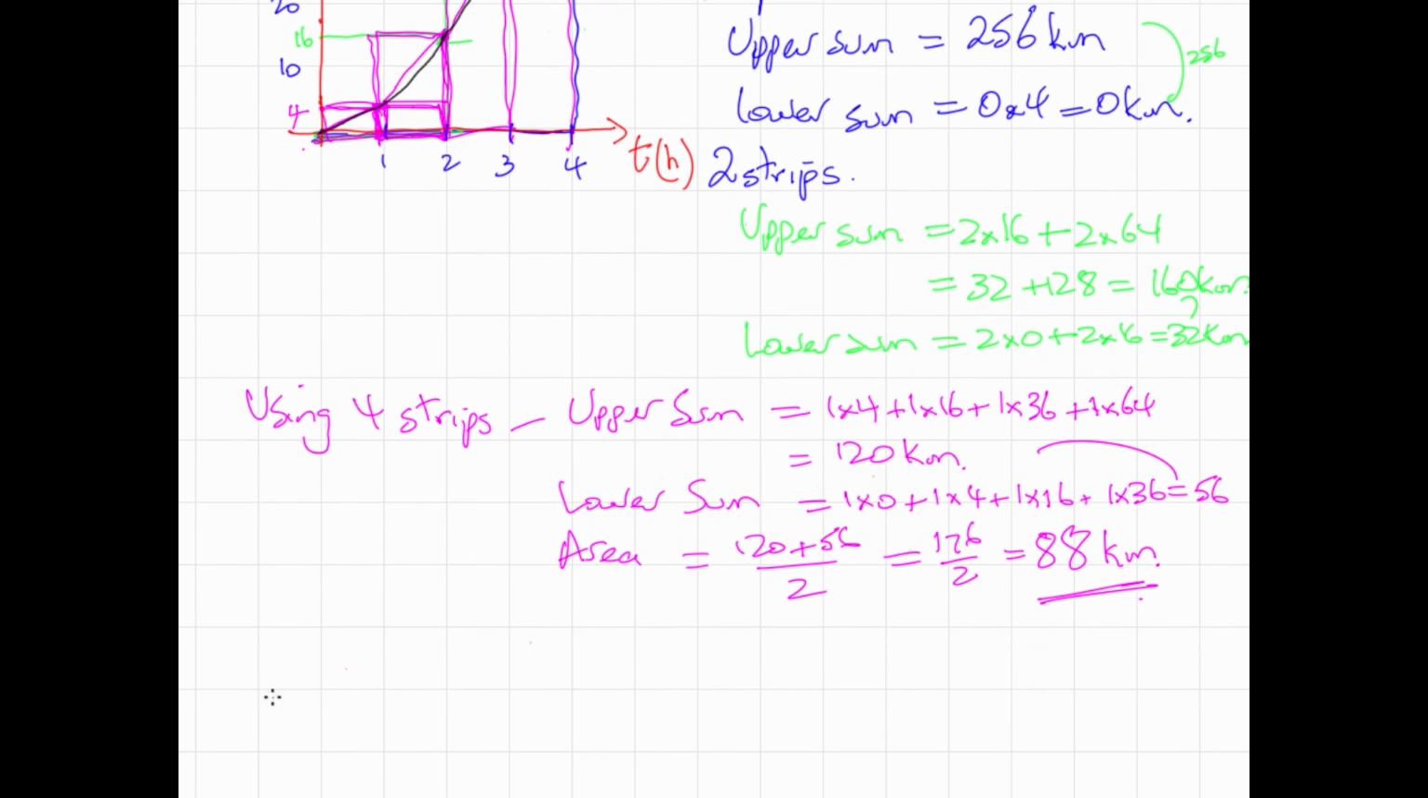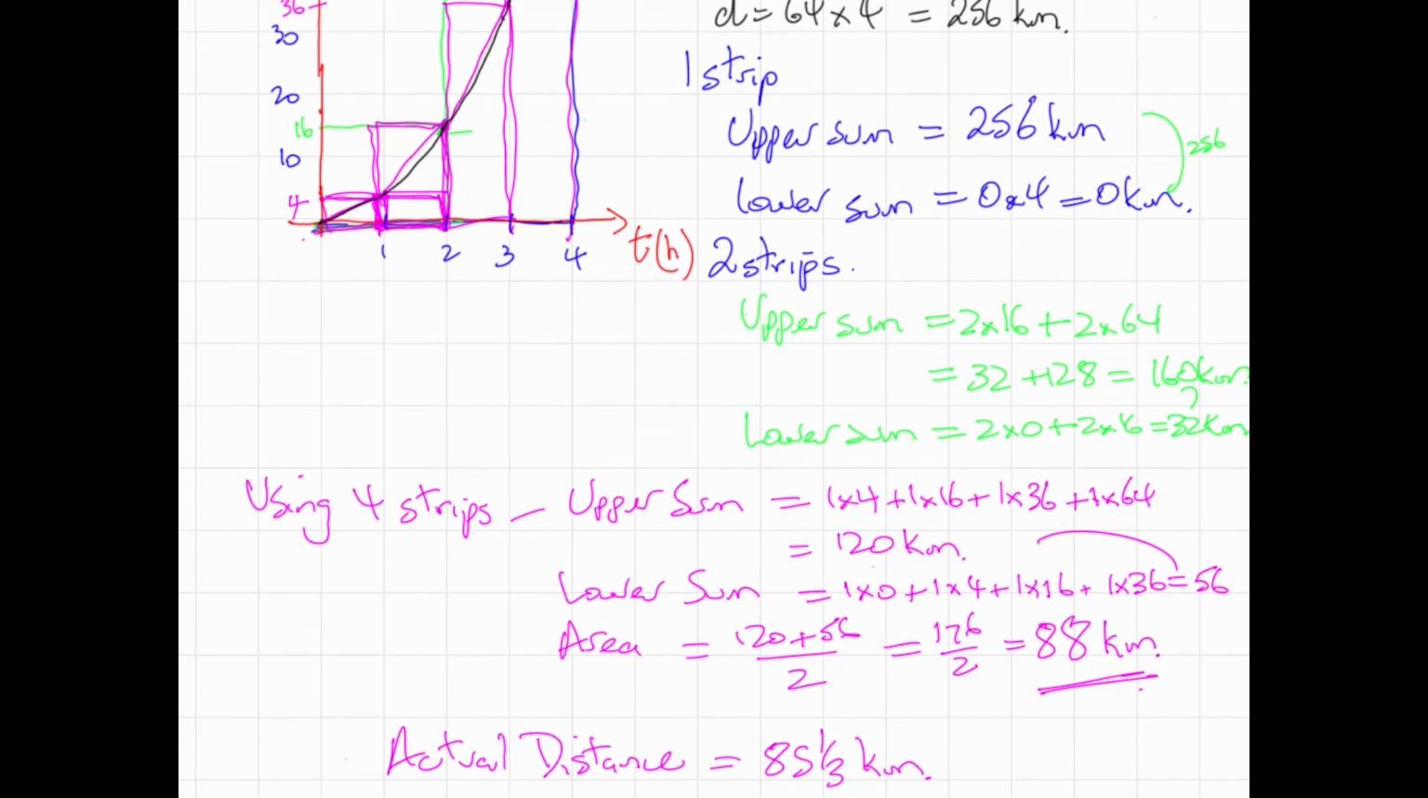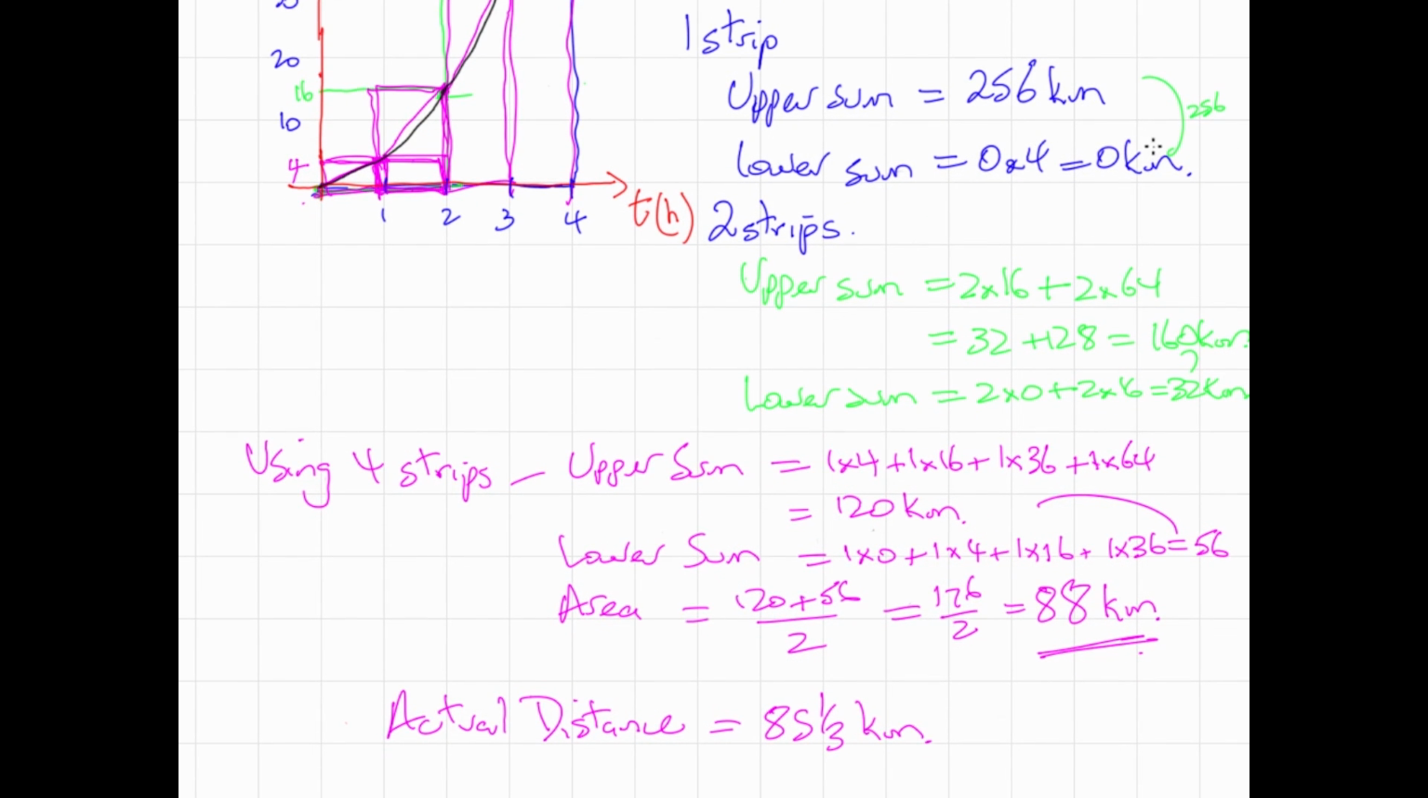Now, we'll find out later on that the actual distance, and, if you like, in this instance, integration, which is the opposite of differentiation, would allow us to actually calculate this, will be equal to 85 1/3 kilometres. So by averaging, when you only got one strip, you're going to be a long way out. When you've got two strips, when you average those two, you're going to get 91, which is a fair way out. 4 strips, if you had 20 strips, you'd get even better.